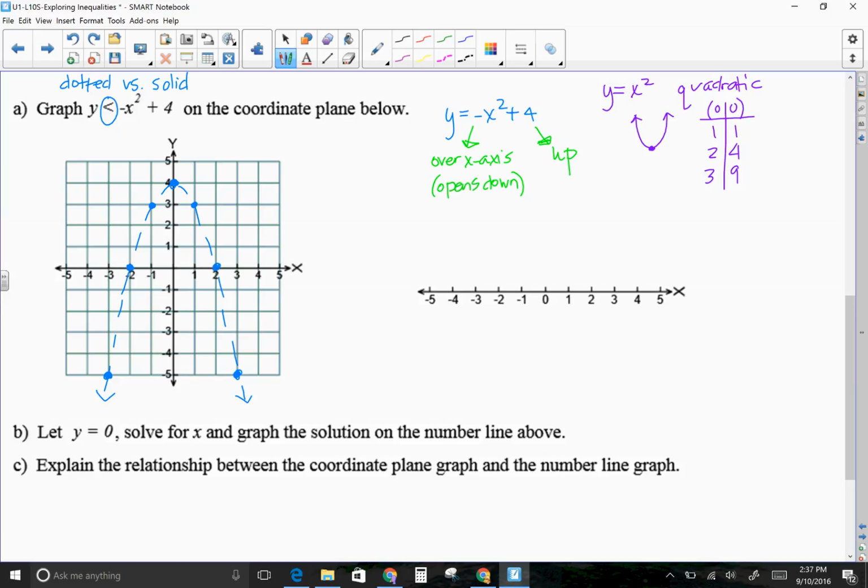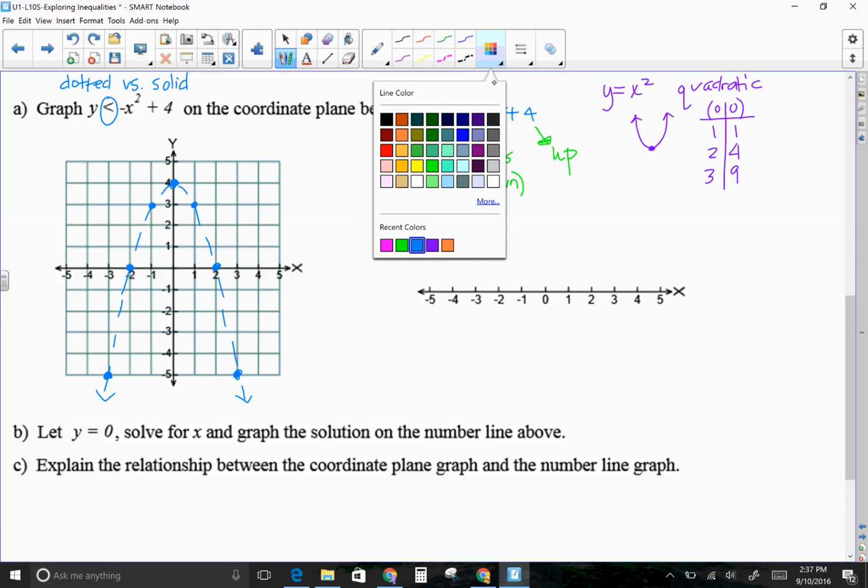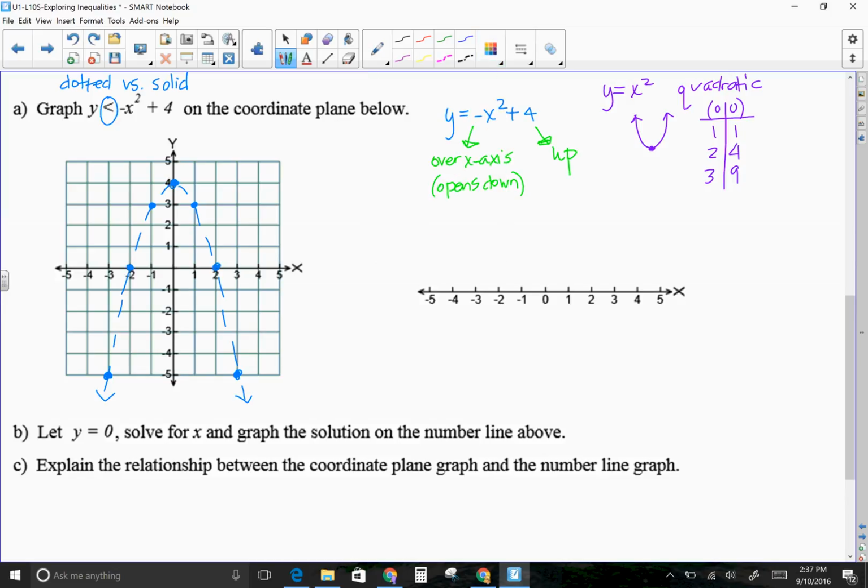Okay, so the next thing that we have to decide is whether or not we shade above or below. What I'm going to tell you is a shortcut method, and I'll talk about it every time we do one. If y is by itself on the left side of the equation, then you can look at whether y is less than or greater than. And if it's less than, then you shade the region that is less than, I don't want to say less than because you know that. Let's go with below.